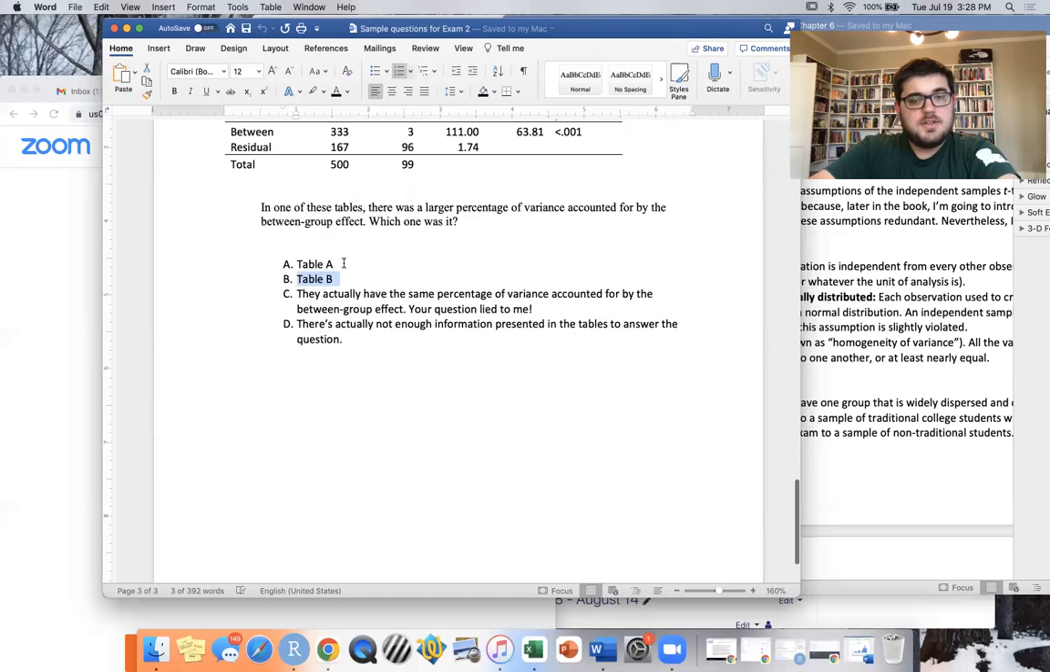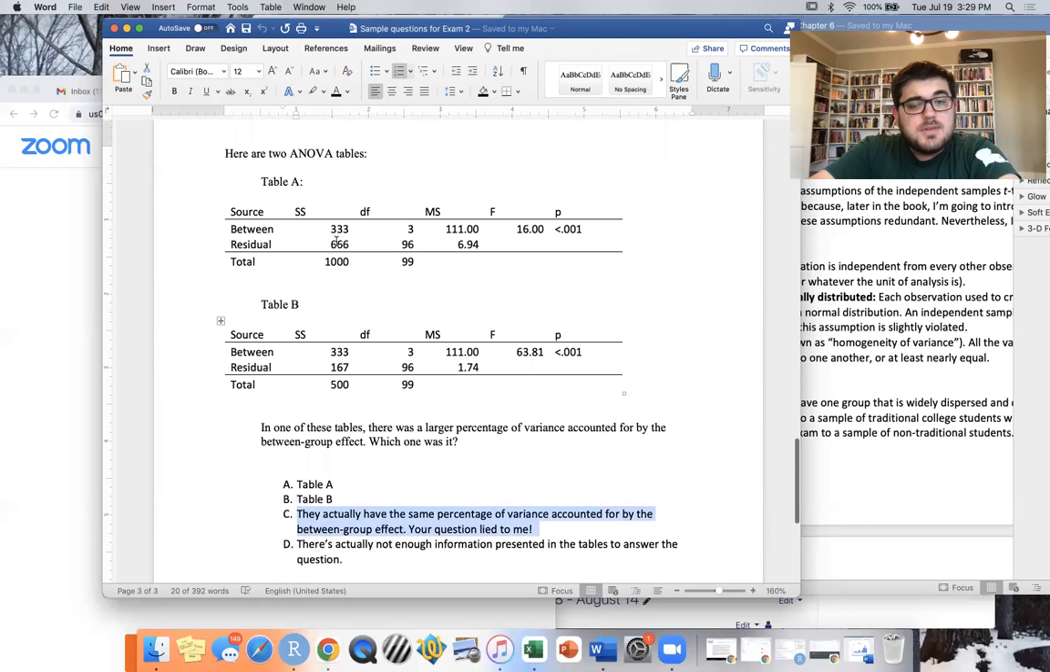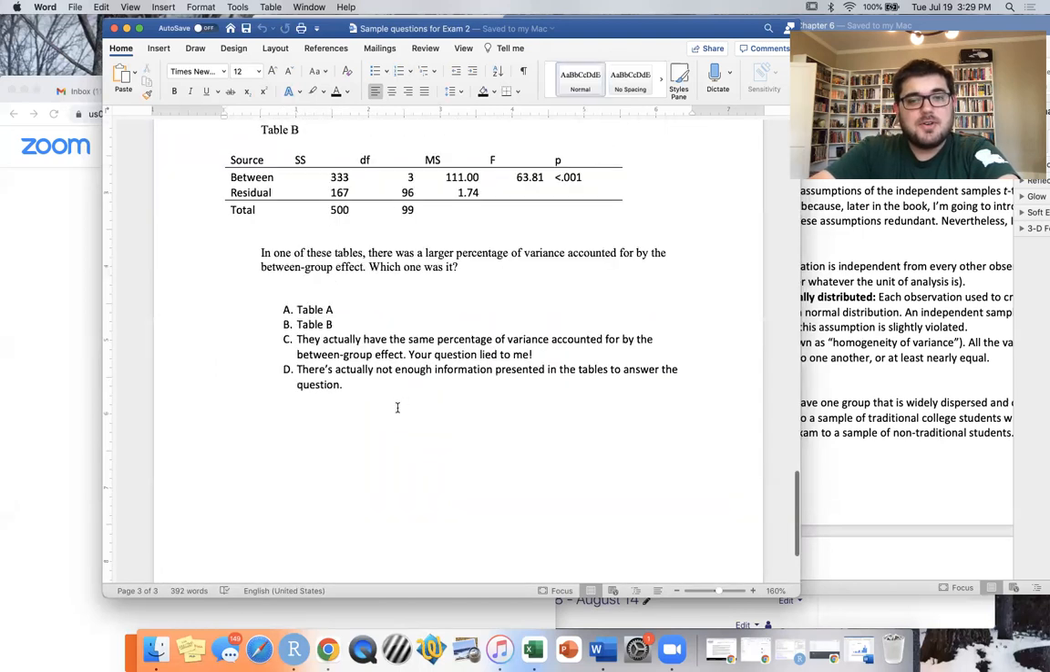I think it's clear why A is wrong, but they actually have the same percentage of variance accounted for by the between group effect. Your question lied to me. That's a lie. They don't have the same proportion. This one's like 33 1/3%. This one's like 60%. There's actually not enough information presented in the tables to answer the question. No, there is enough information and we've gone over it.